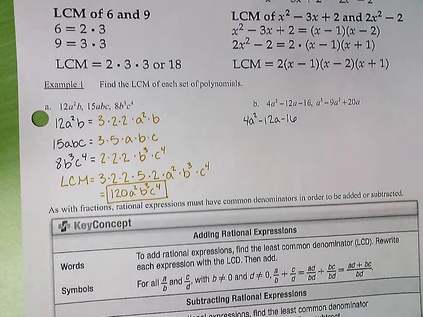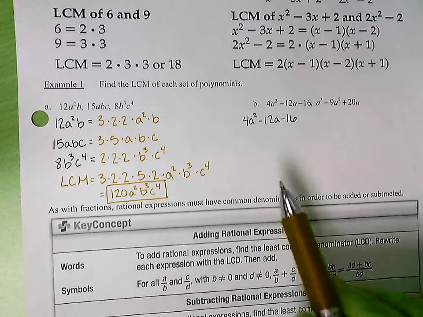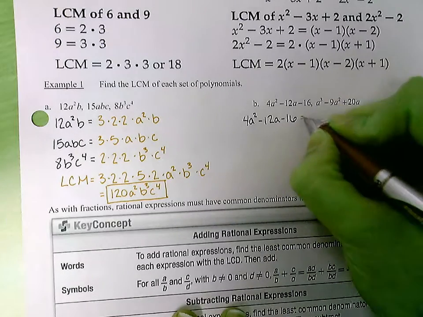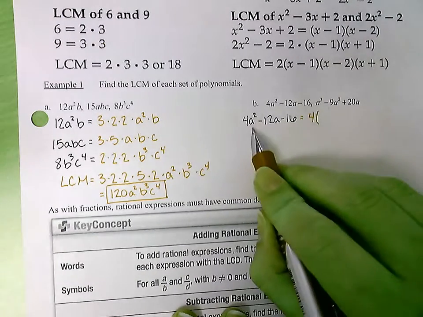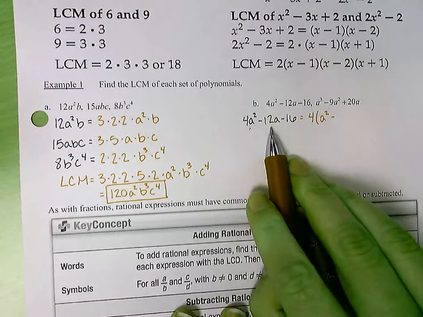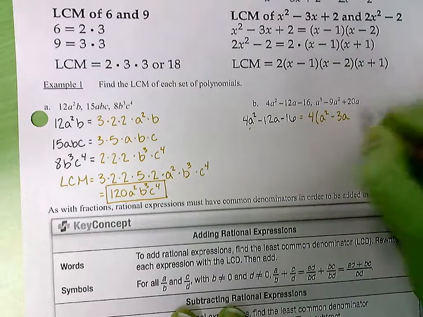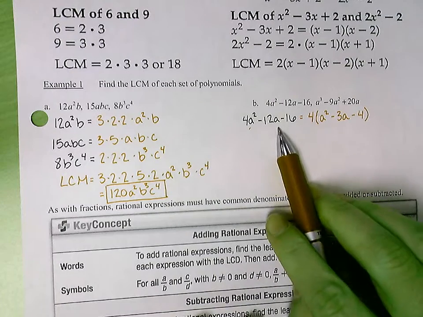Okay, so we want to factor this. Now the first thing I would do when you're factoring this is look to see if I can take out a term from all 3 of those. All 3 of those are divisible by 4, so I can take out a 4. What I have left then is a squared minus 12 divided by 4 is 3a, and then minus 4. So if I were to distribute that 4 back in, I would end up with this again.